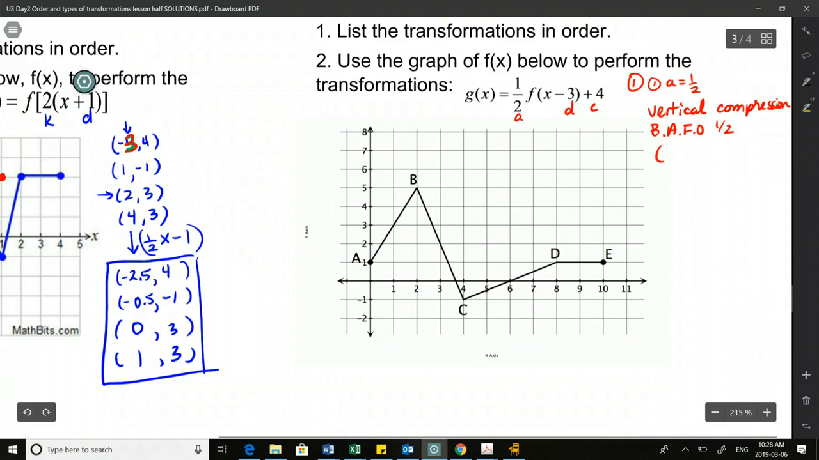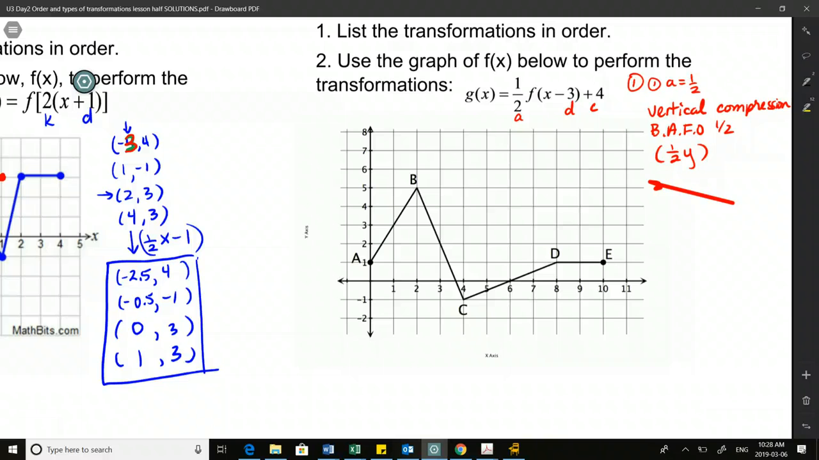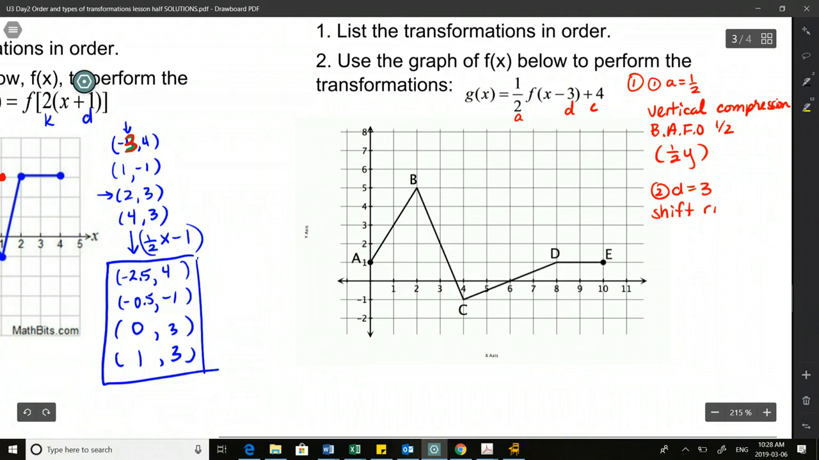So vertical meaning change to the y. So I'm taking my y's and I'm halving them. The second one, our D value is 3. So this is a shift right 3 units. This is a change to the x coordinates, right? So we'll take our x and we'll add 3 to them.